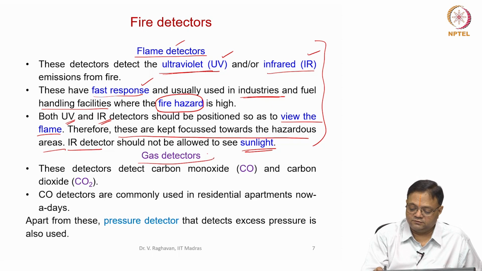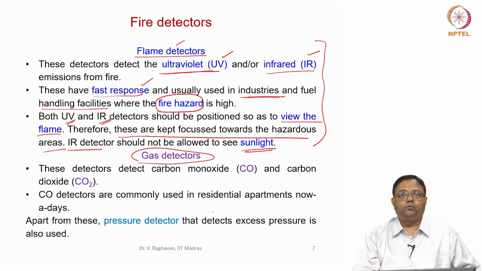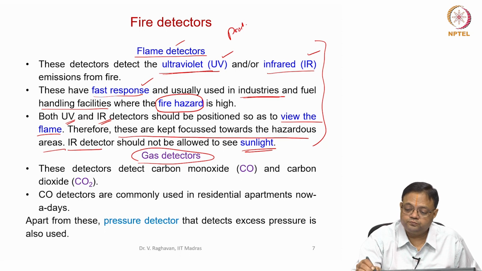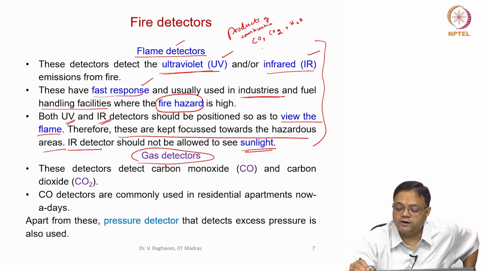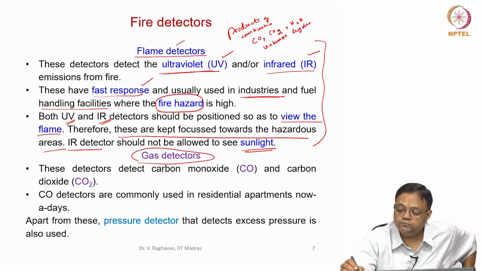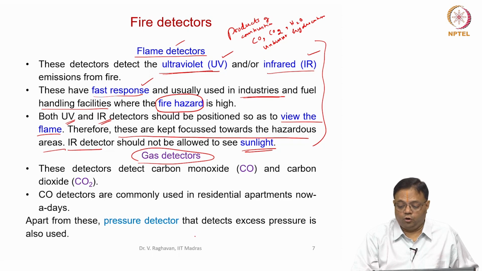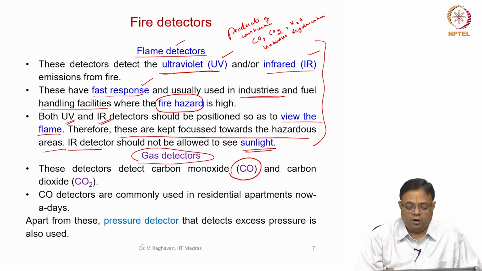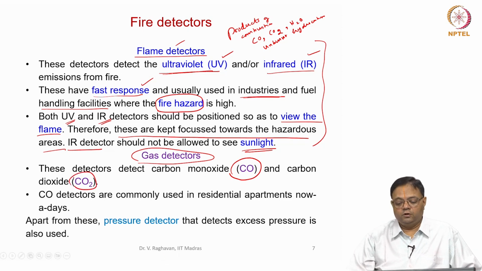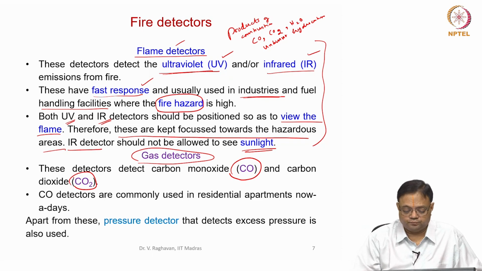And finally, gas detectors. As I told you, products of combustion, CO, CO2, H2 also will be there, but it's not used for detection basically. Then unburned hydrocarbons. So, basically, if you have a detector to sense CO and CO2, that is enough to detect the occurrence of a fire.